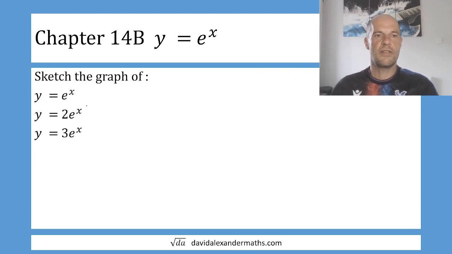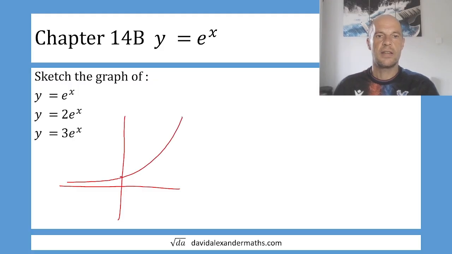Okay, so sketch the graph of e to the x, 2e to the x, and 3e to the x. So here is e to the x. Key thing being the x-axis is the asymptote and it's going through 0, 1. Now for 2 times e to the x, this is just a stretch vertically with scale factor 2. So I'm just stretching it by 2 in this direction. So all the y values will be doubled. So instead of it going through 0, 1, it's going to go through 0, 2. And it's also going to be a bit steeper. Again, the x-axis will remain the asymptote.